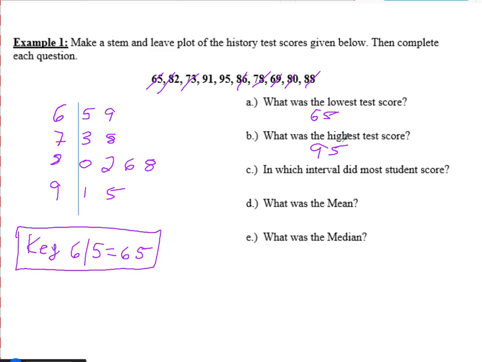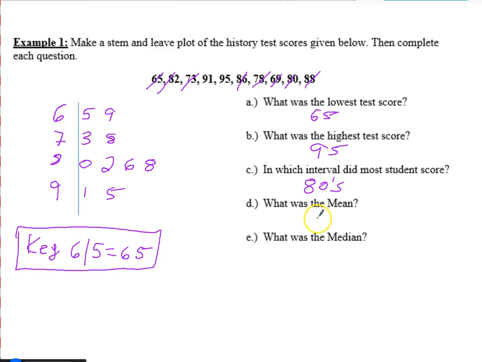Which interval did have the most scores? The nice thing about a stem and leaf plot is it's almost like a bar graph, because we can see the more times a number occurs, the farther out it's going to be. So we look here that the 80s has the most because that has 4. All the other places only have 2.